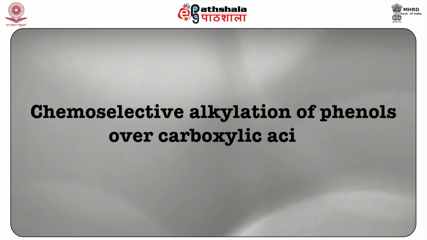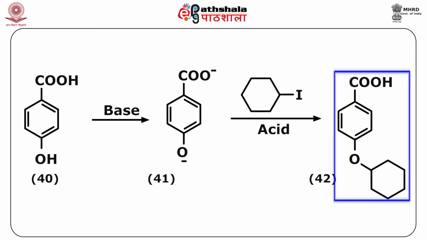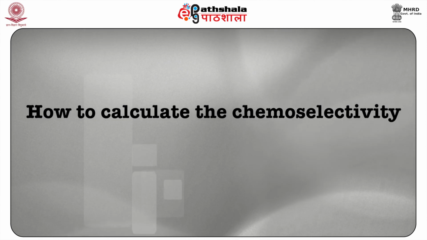Chemoselective alkylation of the phenols over carboxylic acids. 4-hydroxybenzoic acid shown in figure 40 is treated with the base, gives the product 41, and followed by treatment with iodocyclohexane in the presence of acid gives 4-cyclohexyloxybenzoic acid. How to calculate the chemoselectivity?